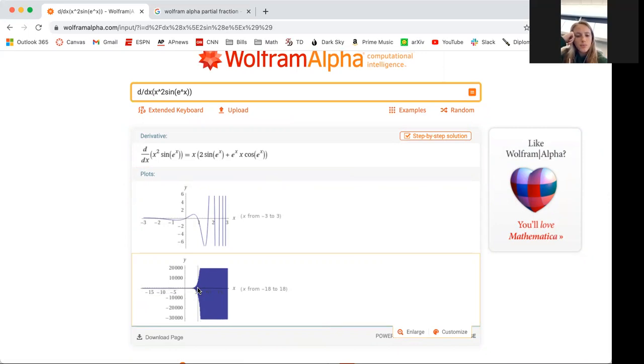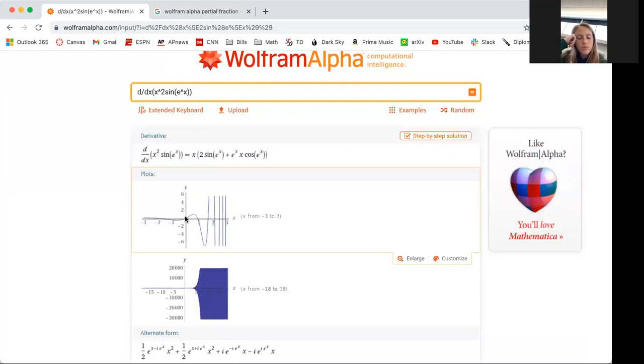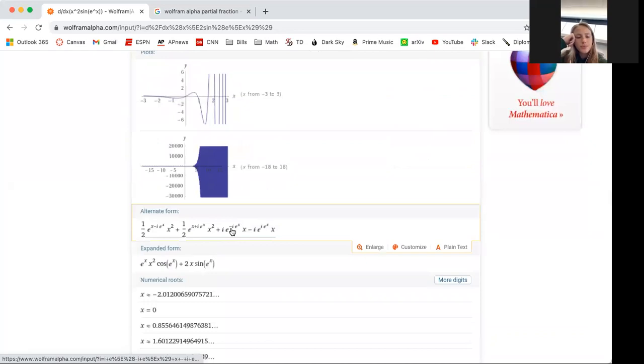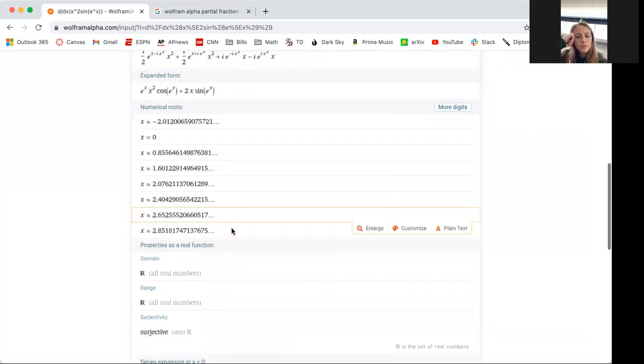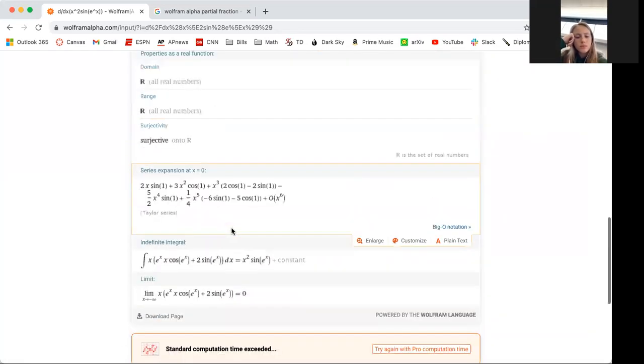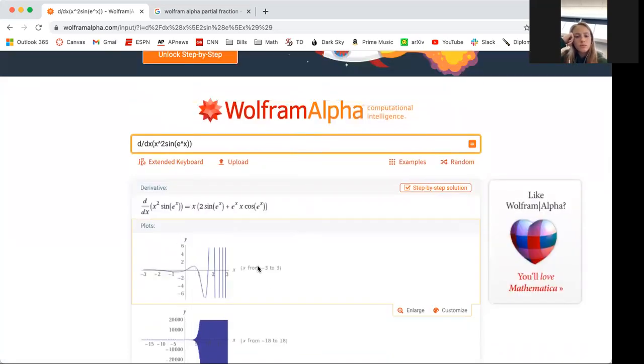This bottom graph looks weird, but what's happening is it's doing this crazy oscillation so fast, it looks like it just fills up the entire graph. But we can see it sort of closer up, it's starting to oscillate there. And a lot of other information, the roots, the indefinite integral, which is the reverse of what we did. So it can do all of these derivatives.